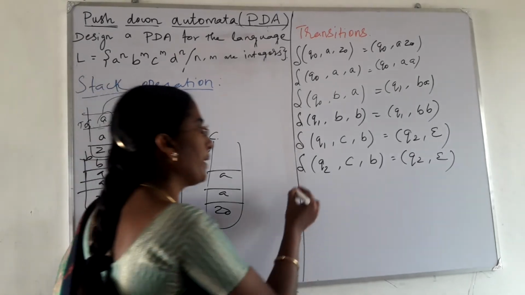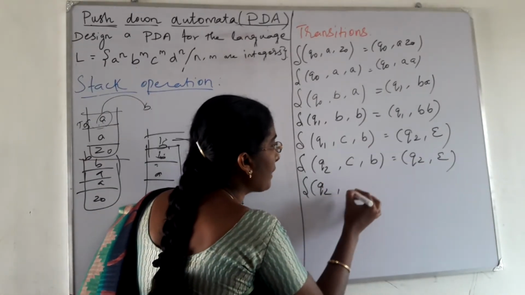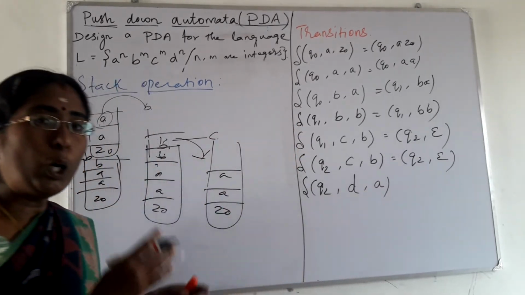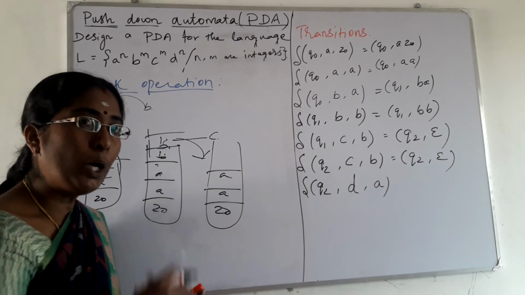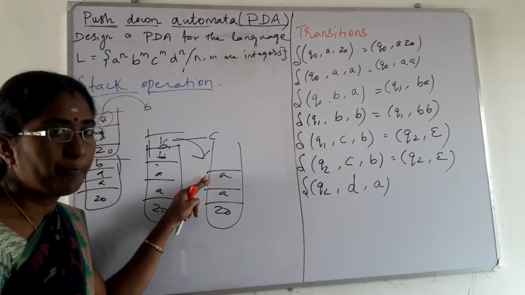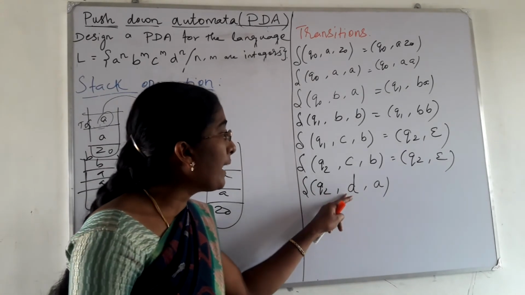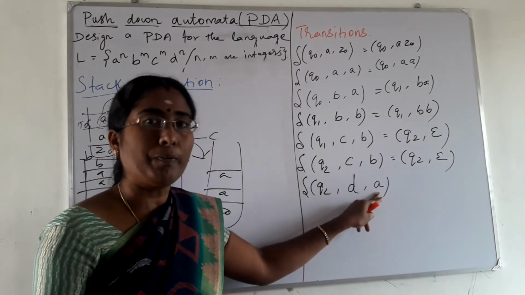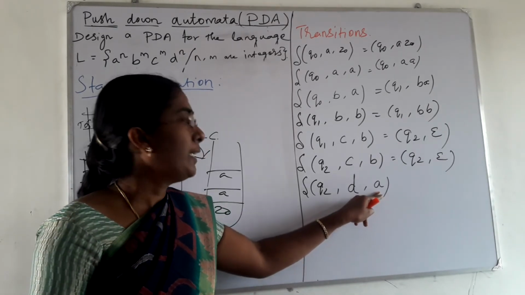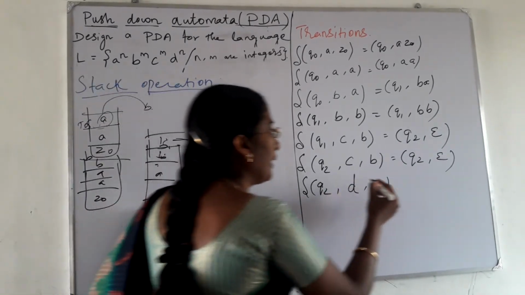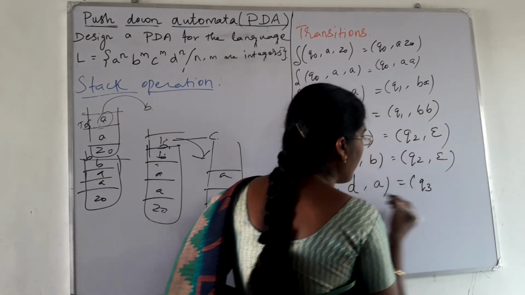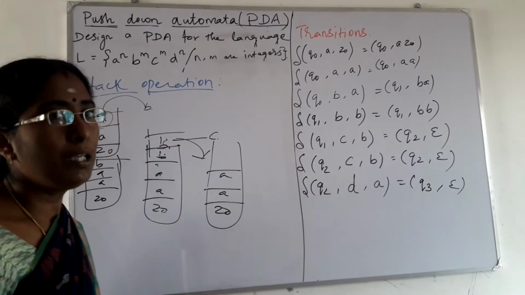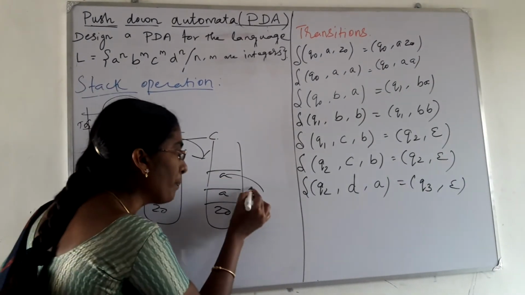So the next step is, from the state Q2, it is reading the symbol D with top of the stack as A. All the B's are popped out. Then now again the top of the stack will be A. While reading the symbol D, it is matched with the symbol A on the top of the stack. If A is on the top of the stack, then it is popped out. Now the state changes to state Q3 and we are doing the pop operation. So Q3 comma epsilon. First A is popped out.